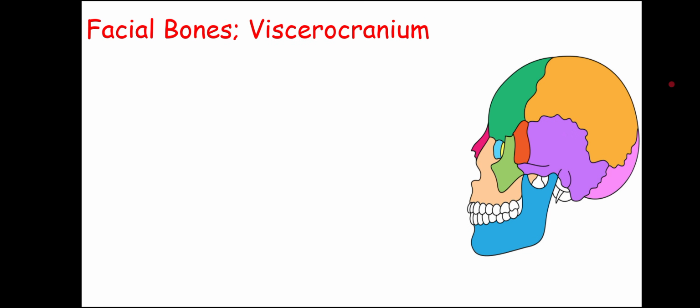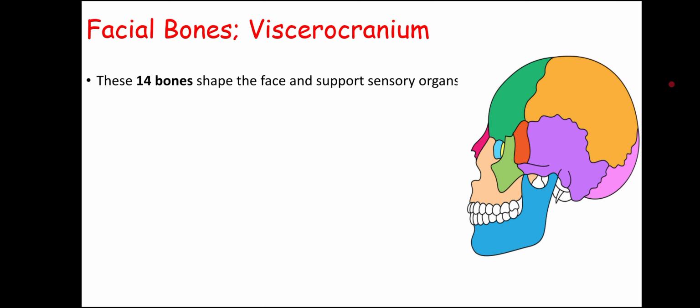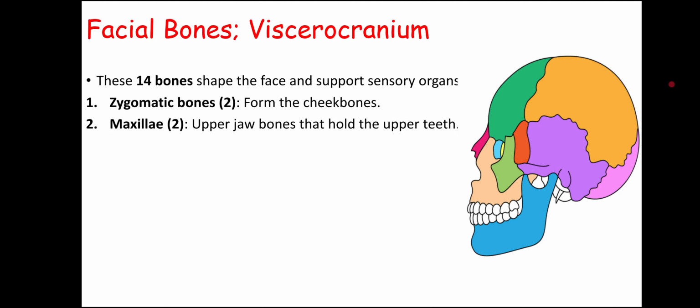Next we will talk about the facial bones or viscerocranial bones. They are 14 bones that shape the face and support the sensory organs. They include the zygomatic bone, that is a paired bone, and they form the cheekbones. Here you can see the light green color bones are the zygomatic bones.